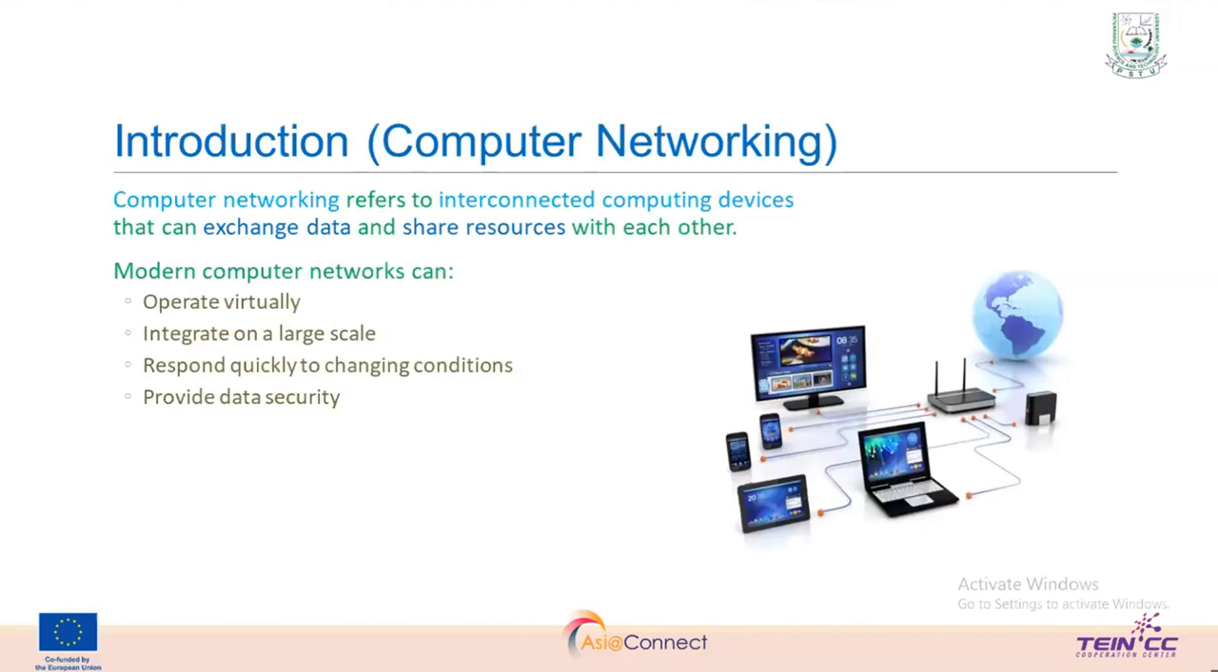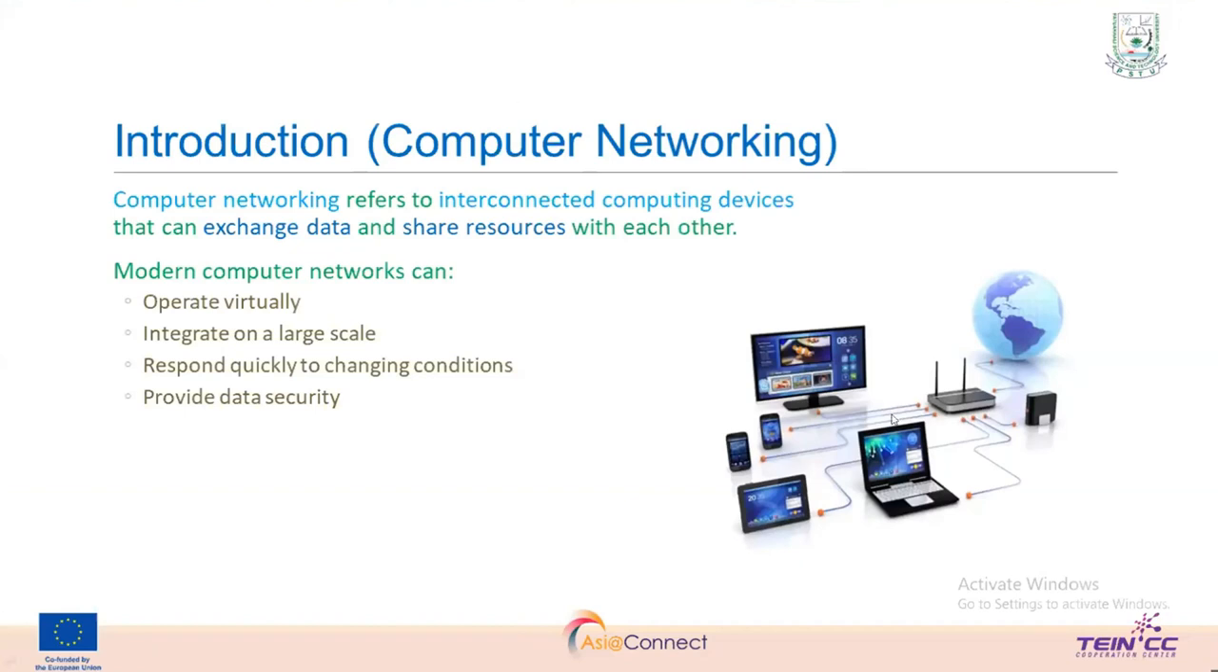Computer network. Network is actually an arrangement of devices that can communicate with each other. As we referred, the sender will send the information to the receiver, but in modern times, humans send information via computers or other computing devices. So a computer network is mostly what we use. Computer network refers to interconnected computing devices that can exchange data and share resources with each other.